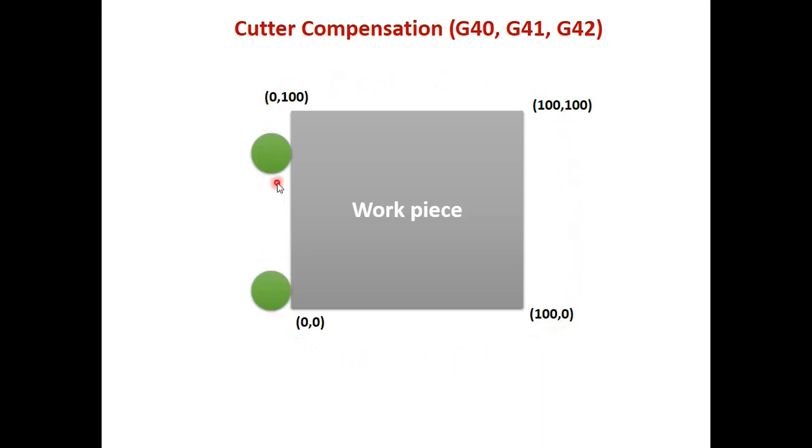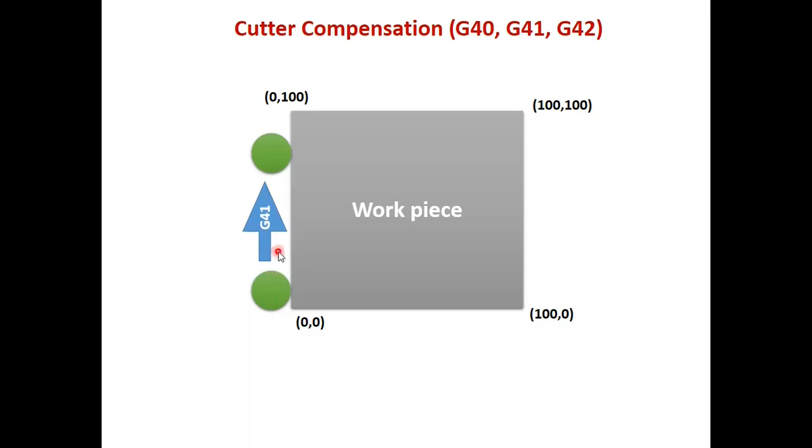So what is happening: the cutter is at the left side of the workpiece when I am seeing from the back, and the workpiece is right. Here, which code do we have to use? We have to use G41, because when I'm seeing from the back side, the cutter is on the left side, and on the right side there is the workpiece.